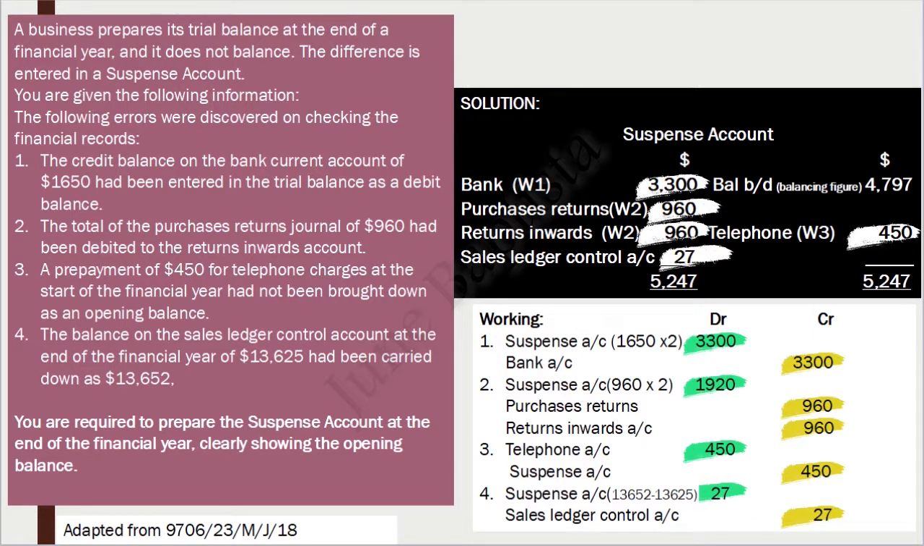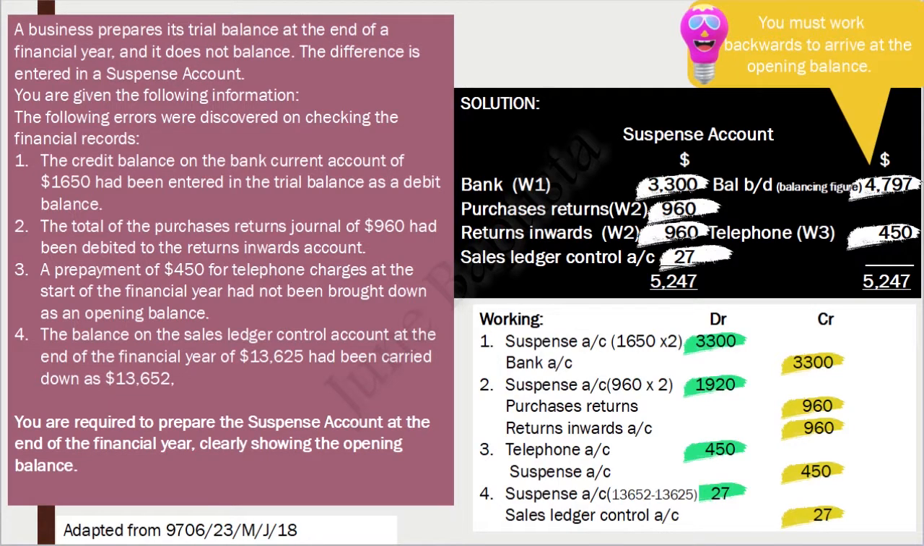On balancing the suspense account, we now arrive at the figure of $4,797, which is the balancing figure and is the difference in the trial balance totals. Tip: you must work backwards to arrive at the opening balance of the suspense account, or the difference in the trial balance totals, which was not given to us.